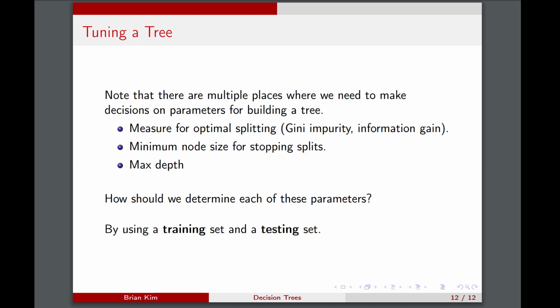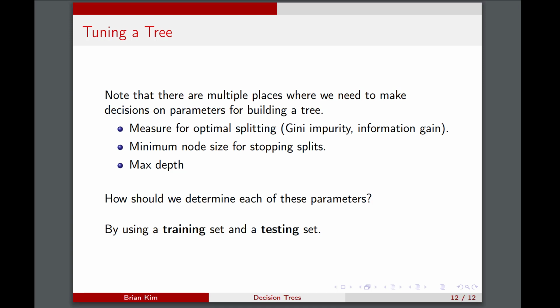Right, so there's a lot of places where we may need to make decisions on building the tree. I talked earlier about this measure for optimal splitting, and there are multiple ways to do this. There's something called the Gini impurity. There's also something called information gain. These work slightly differently. A lot of times they might come up with the same tree, but they're slightly different in terms of how they compute that optimal split. Basically, how well that partitioning process splits up the data set into these pure nodes.